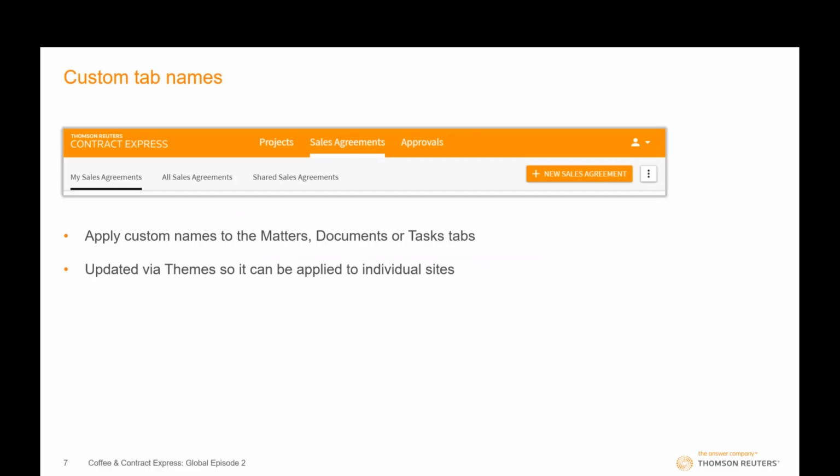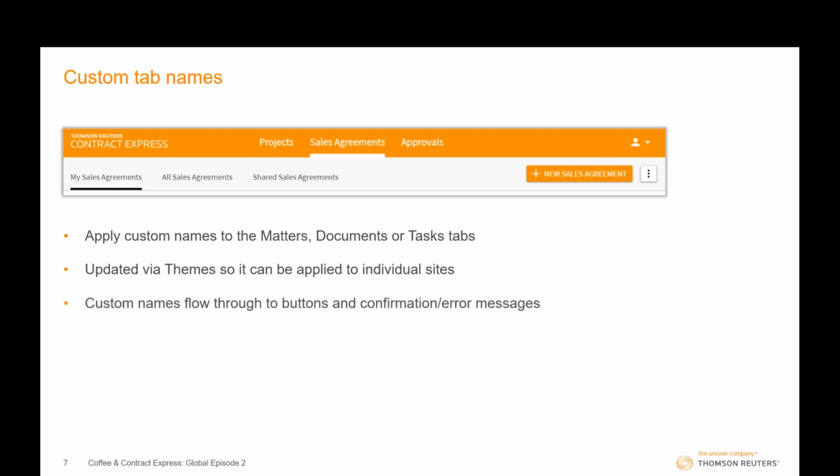And so this is updated via themes, so you can have different themes with different custom tab names and apply them to individual sites. If you have client sites and you have clients who use Contract Express for a very particular use case, in this case sales agreements perhaps, then you can provide a very customized site for them, obviously with your own branding and the labels that are meaningful for them, rather than the default ones on the page.